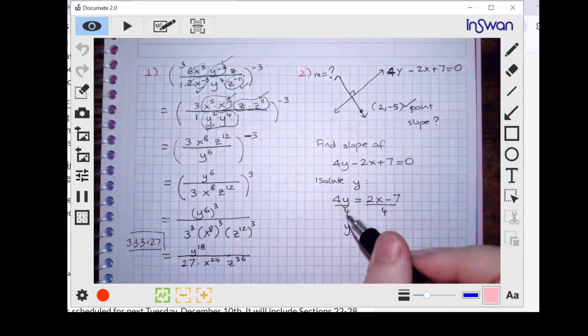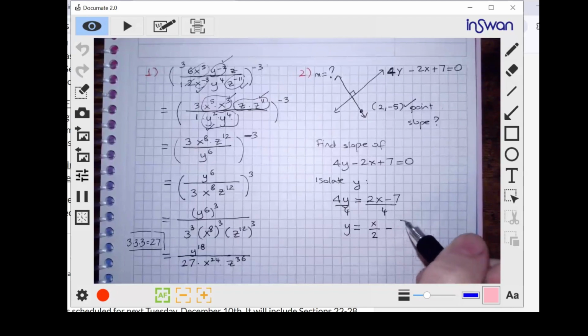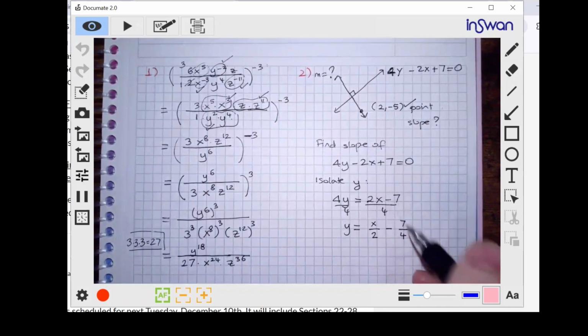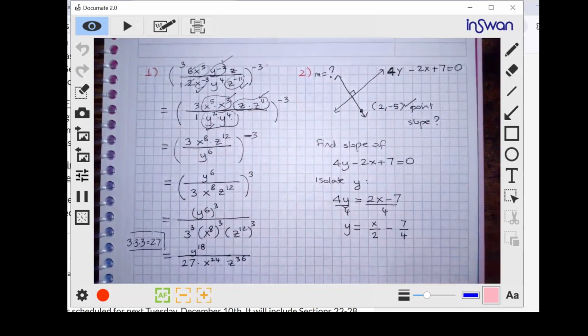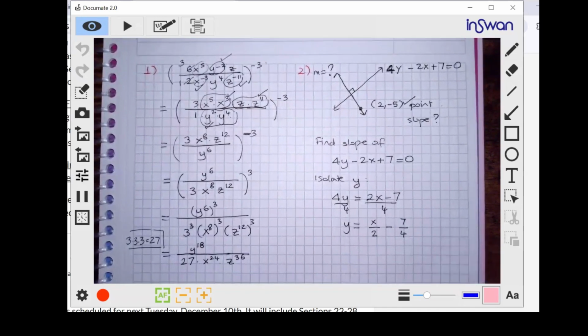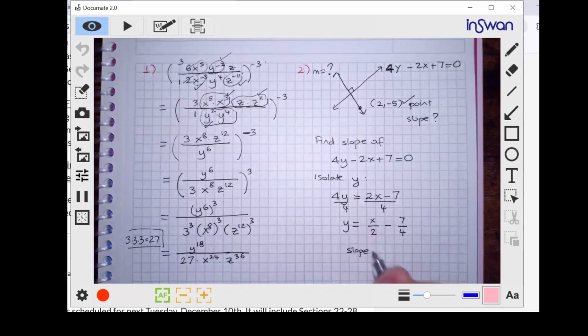That's going to give us y on the left, 2x over 4, which simplifies to x over 2, minus 7 over 4. So just divide 2x by 4 and 7 by 4. 2x over 4 simplifies to x over 2. Whenever this equation is solved for y, the number in front of x gives us the slope. So in this case, the slope of this line is 1 over 2. x is multiplied by 1 over 2, so there is just division by 2 here.